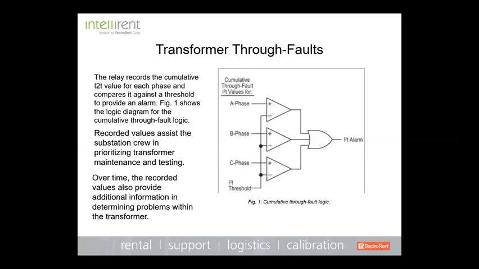So basically, how do we monitor through faults? Well, it's an I²T value for each phase, and it compares against a threshold in terms of how much through fault has gone through. And here, what you'll see in this diagram is the logic setting in a through fault monitor from a protective relay or a monitoring system. And we're going to record these values, and there's a lot of information that you can gain from looking at your through fault monitoring data.